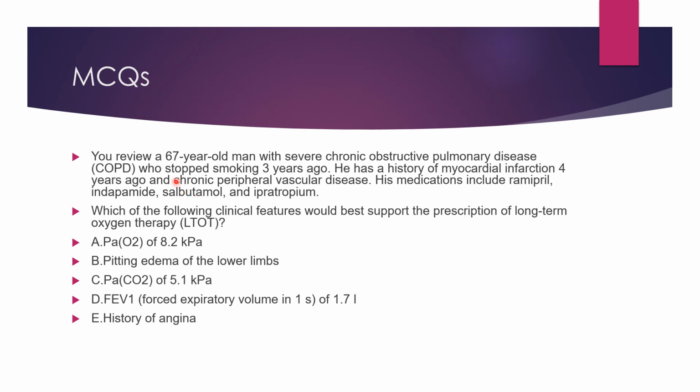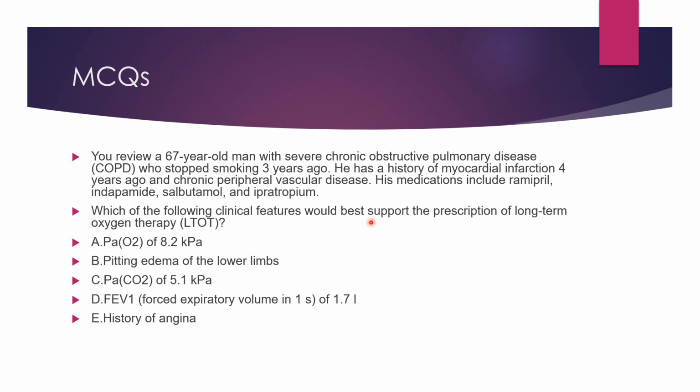So this is a 67-year-old man with severe COPD, who stopped smoking 3 years ago. History of myocardial infarction and chronic peripheral vascular disease. They have given his medications, which include ramipril, indapamide, salbutamol, ipratropium. Which of the following clinical features would best support the prescription of long-term oxygen therapy? If you have not seen my previous video on COPD, please go back and see the video, because it is very, very important.